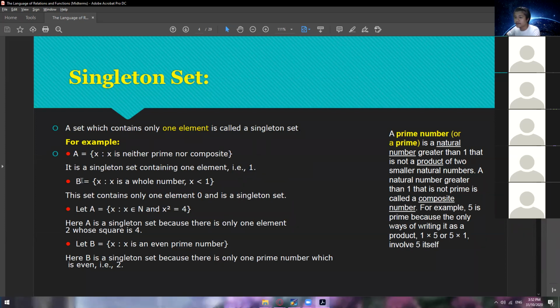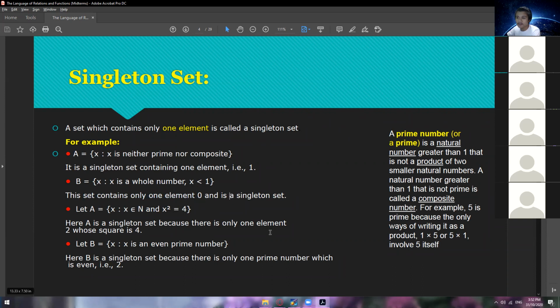So moving on, we have another set wherein x is a whole number and x is less than 1. As we all know, whole numbers are starting from 0 onwards. The condition natin dito is x is a whole number and x is less than 1. So the only number that is less than 1 which is also a whole number is 0. Therefore, we could say that this set B contains only one element, which is 0, and is a singleton set.